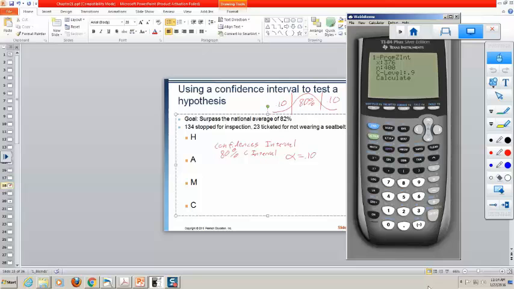So there's 111 that are doing that. And then the sample size is 134. The confidence level is 0.8. And so let's go ahead and calculate that amount. So that is my confidence interval from 0.78 to 0.87. From 0.78 to 0.87. So let's go ahead and throw this in here.